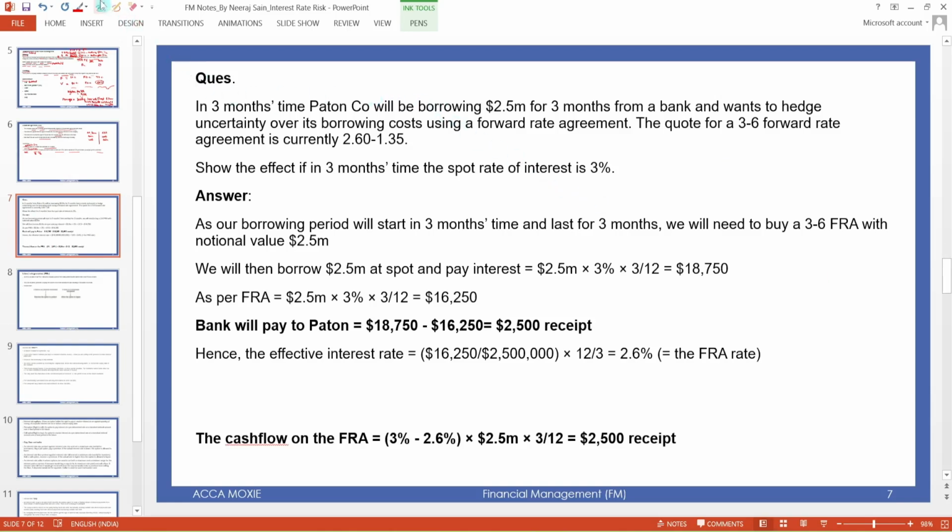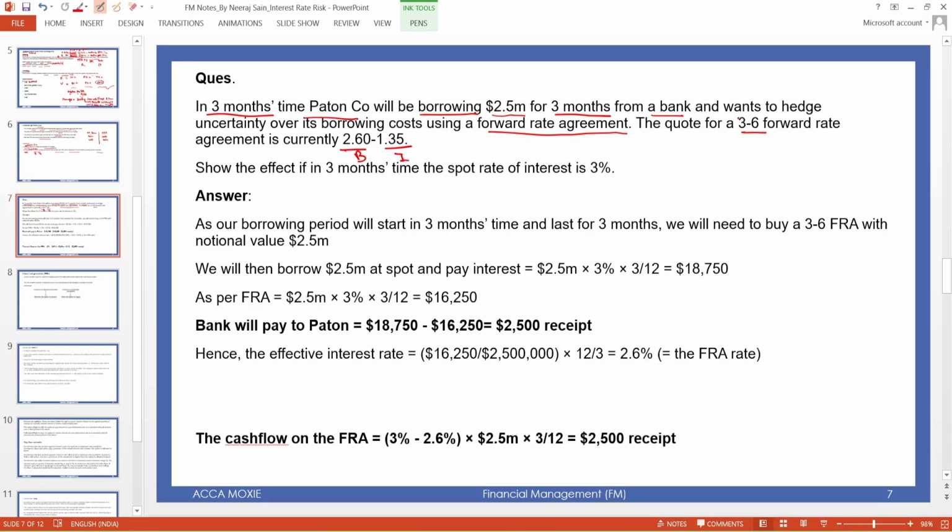Patton company, in 3 months time, borrows $2.5 million for 3 months from the bank. It wants to remove the uncertainty over the borrowing using a forward rate agreement. The quote for the 3 to 6 months forward rate agreement is currently given. Which one is the borrowing? The higher rate is the borrowing, and this is the investing rate. Okay, in 3 months time and 6 months time.